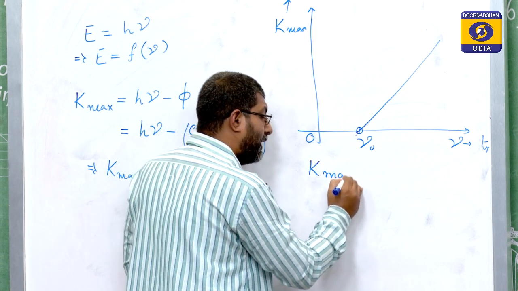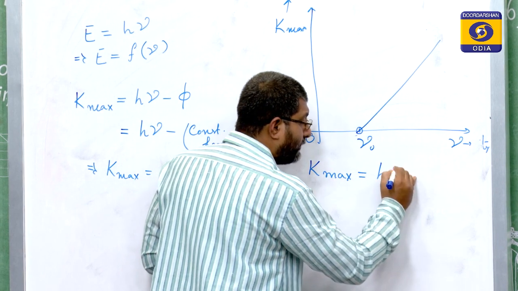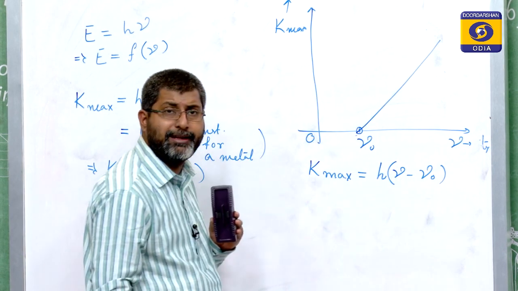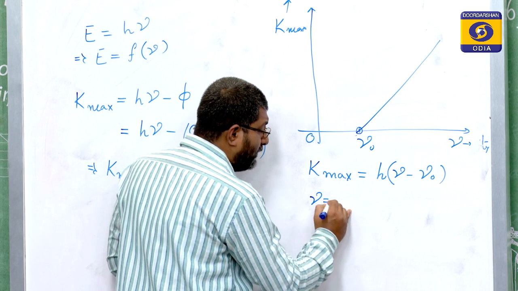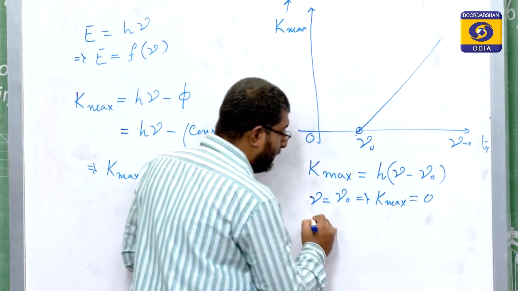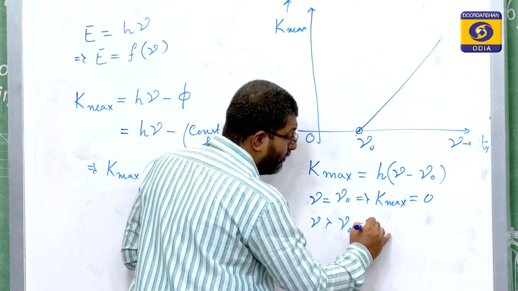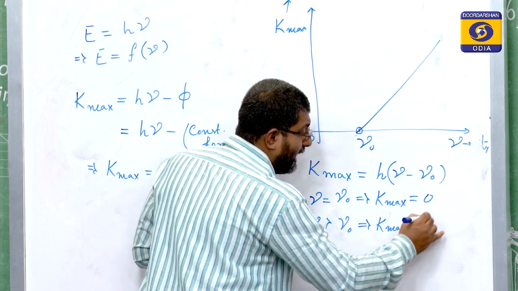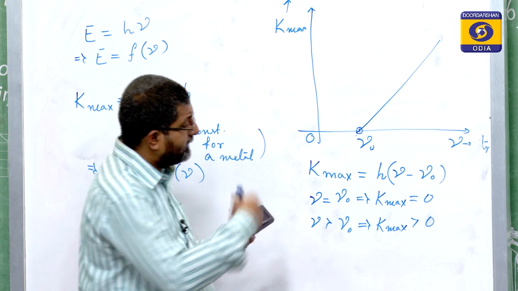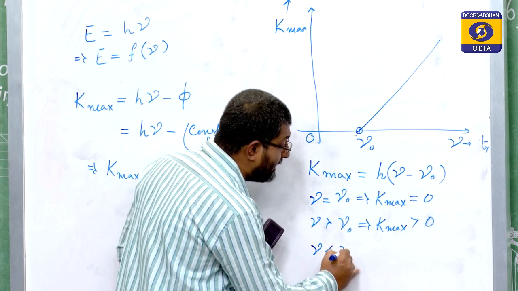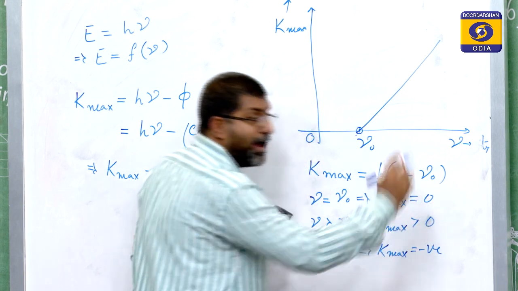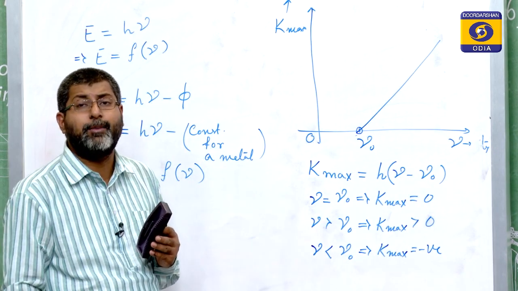Now, what happens below nu 0? We have written here that K max equals h (nu minus nu 0). This is Einstein's photoelectric equation. If nu equals nu 0, K max equals 0. Nu greater than nu 0 implies K max greater than 0, that means it has a finite value. Now, what happens when nu is less than nu 0? Then K max will be negative, and negative kinetic energy does not have any significance.